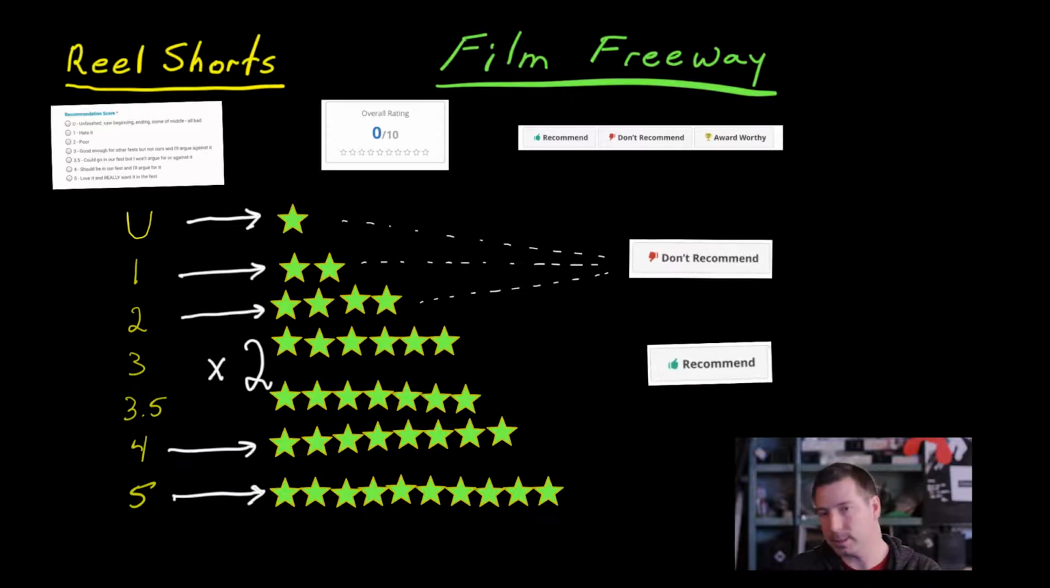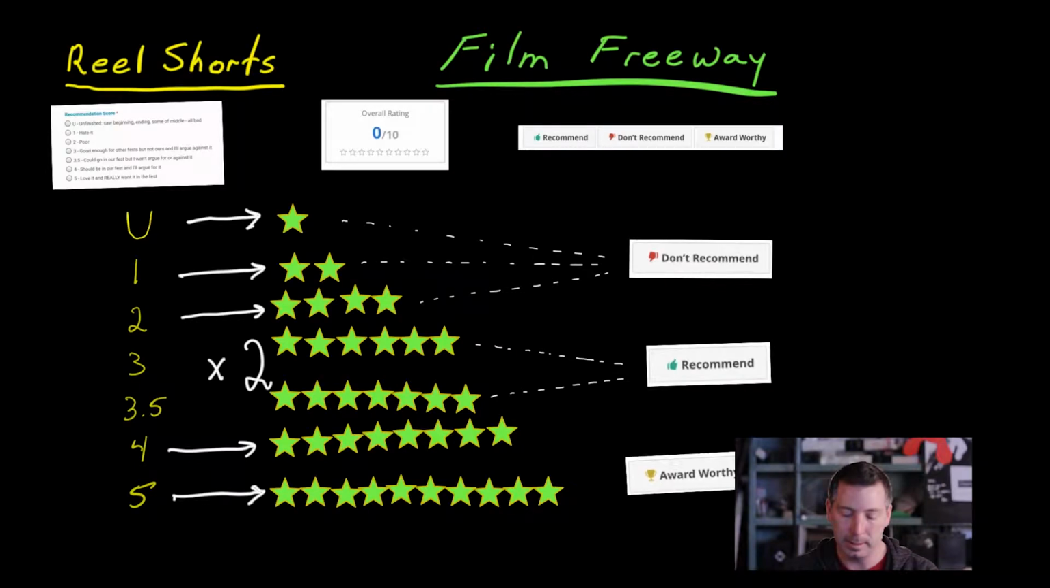Now recommend is fine, it's a passable film, there's nothing really wrong with it, but it doesn't really shine. And that's the next two criteria, a 3 or a 3.5 receives a recommend. And lastly, if it's really good, if it's scored a 4 or a 5 on my real short score, which again is exactly 8 to 10 stars, it is considered award worthy.